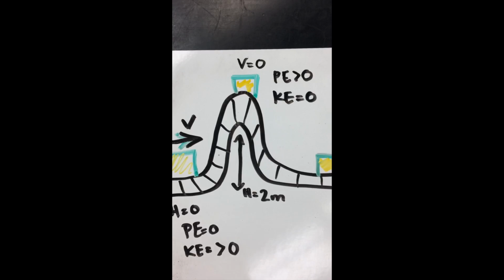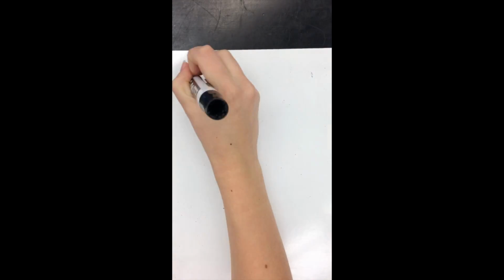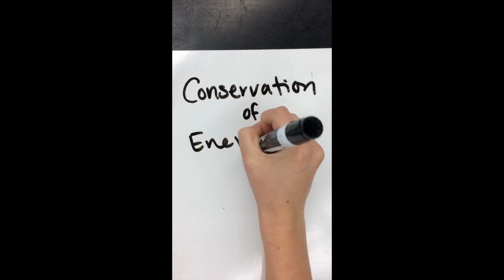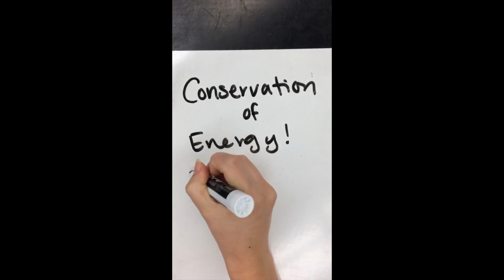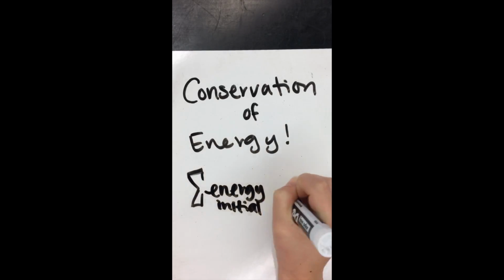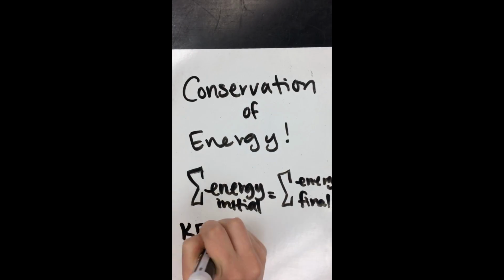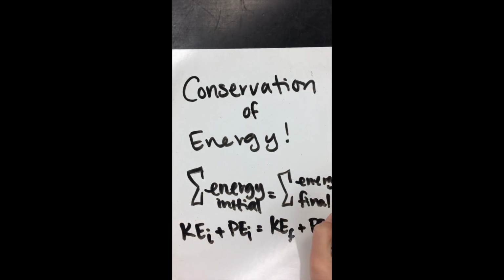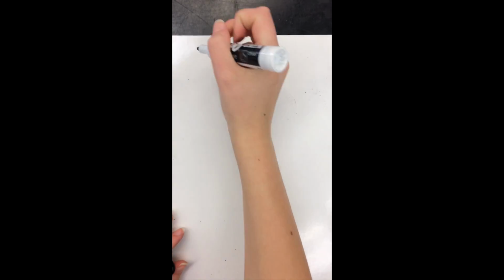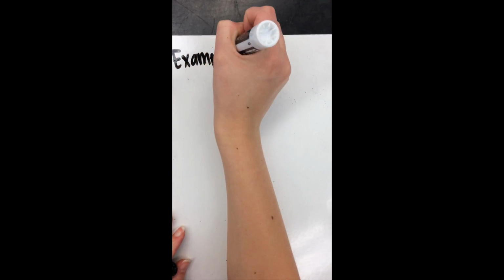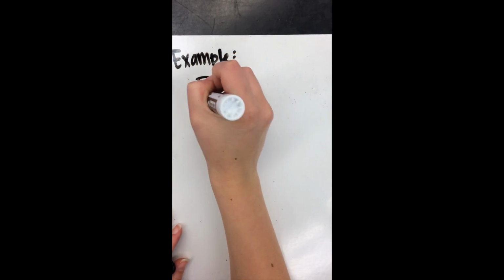This example also connects to a key concept of physics, the conservation of energy. The conservation of energy states that energy can neither be created nor destroyed, only transformed. Back to our roller coaster, the energy that we have at the bottom is going to be equal to the amount of energy that we have at the top of the hill. The only difference is the type of energy: at the bottom it is kinetic energy, while at the top it is gravitational potential energy. Get it? Good. Let's look at an example.